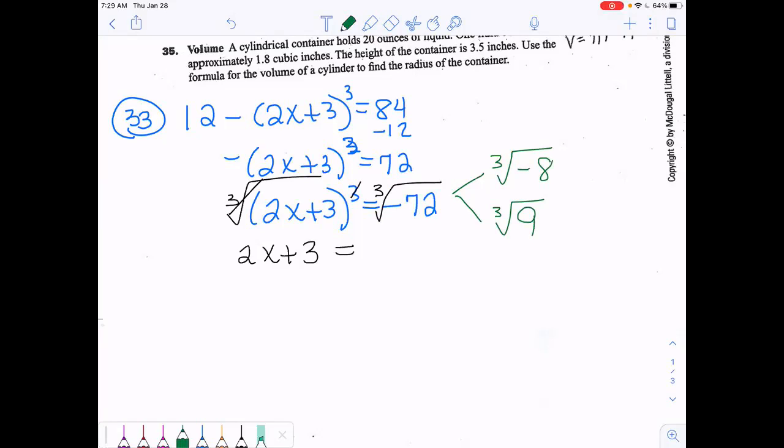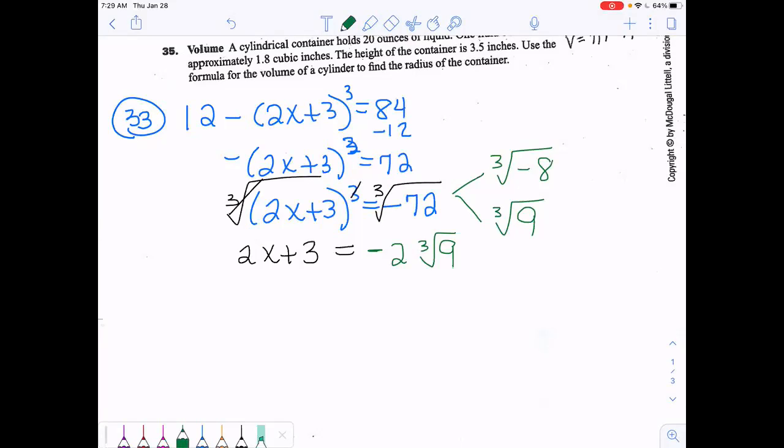Negative 8 times 9 is negative 72. The cube root of negative 8 is? Yeah. And then we still have the cube root of 9. So if you got a decimal, is it probably easier? Yes. And that's what the directions said. But we are working with radicals and trying to simplify them. We spent a whole week simplifying radicals, so we're going to continue to keep things in exact form.